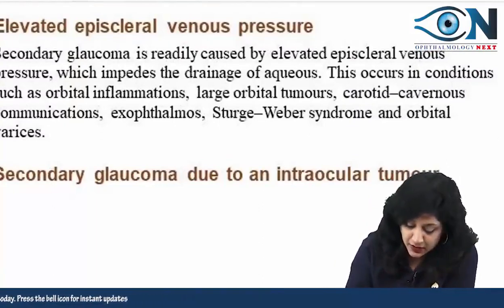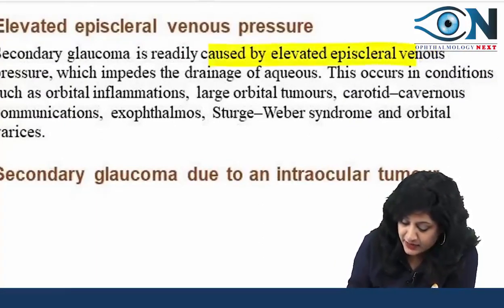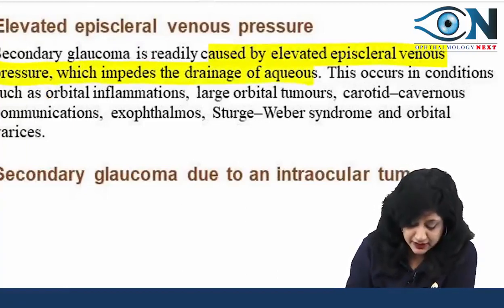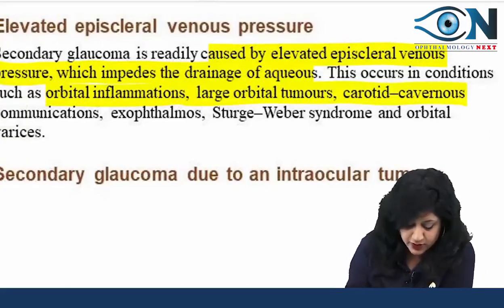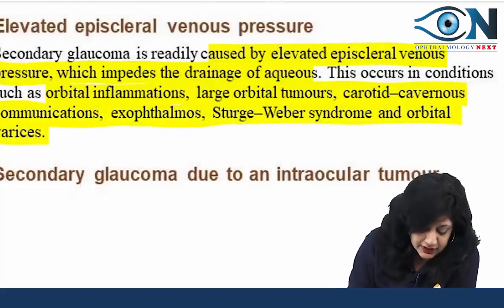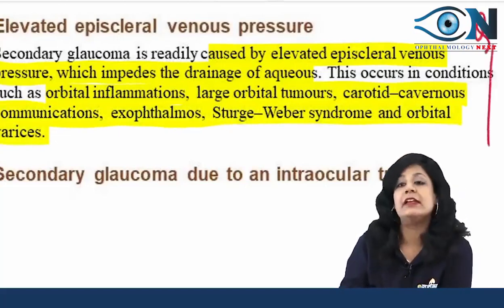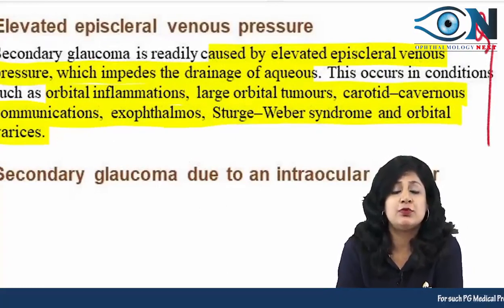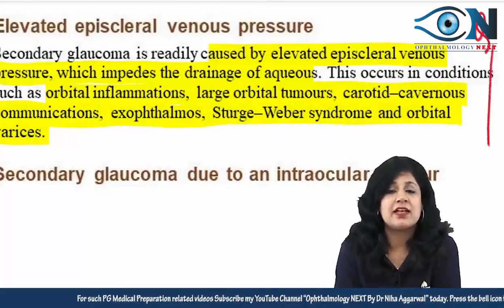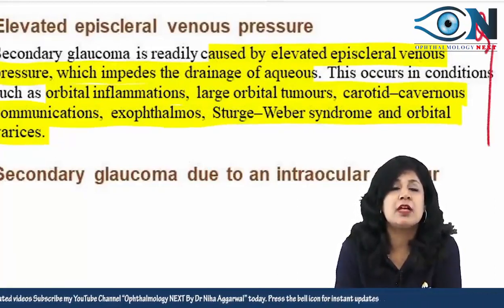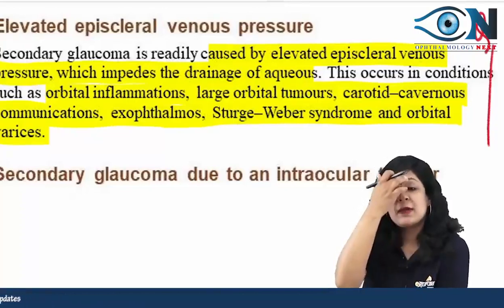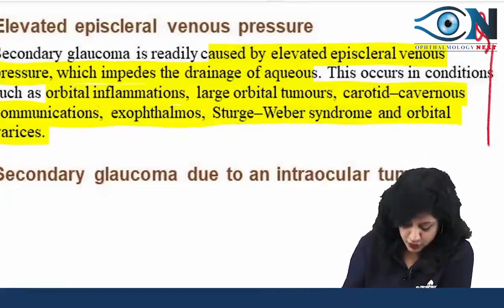of the intraocular pressure. This can be caused by elevated episcleral venous pressure, which impedes the drainage of aqueous. This can occur in orbital inflammations, tumors, carotid-cavernous fistulas, exophthalmos, Sturge-Weber syndrome and orbital varices. I think this will help you a lot when we deal with cases of all these things in the orbit. When you are dealing with cases of carotid-cavernous fistula, cavernous sinus thrombosis, Sturge-Weber syndrome, all these things will show you an increase in the episcleral venous pressure, leading to back pressure changes and ultimately an increase in intraocular pressure.